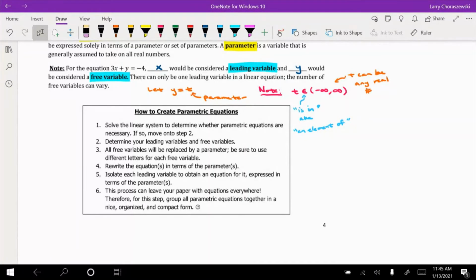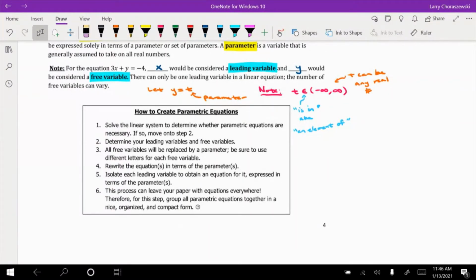Number one, what you want to do is solve the linear system to determine whether parametric equations are even necessary. Parametric equations are necessary when you know a system has infinitely many solutions. They're not needed whatsoever if you know that your system has no solution, or if you know that the system has one solution. So that's one thing that you want to be aware of.